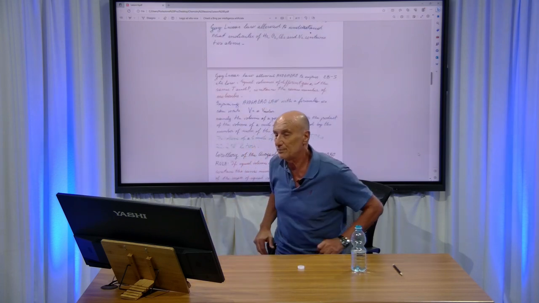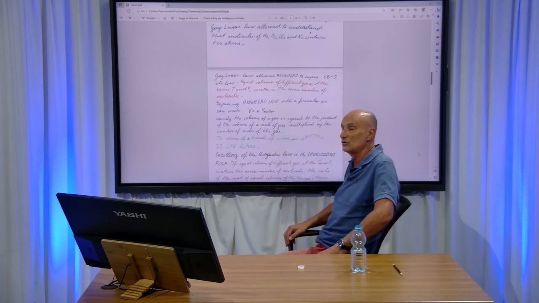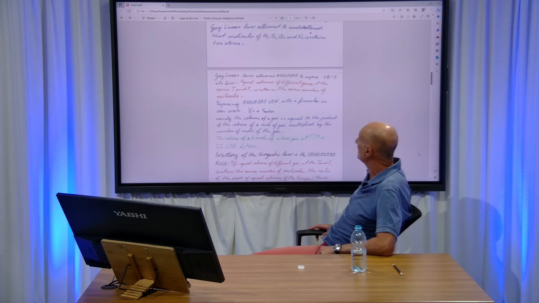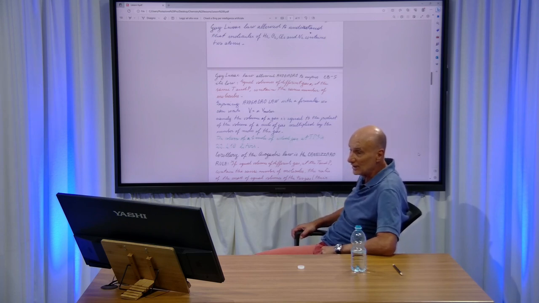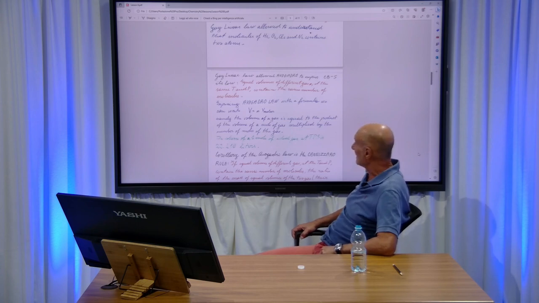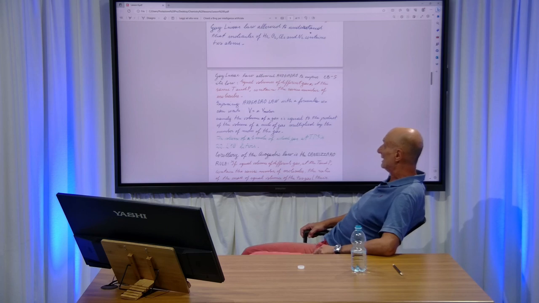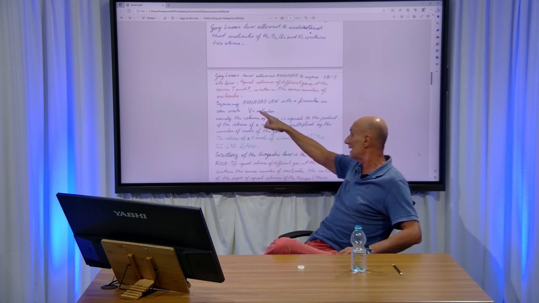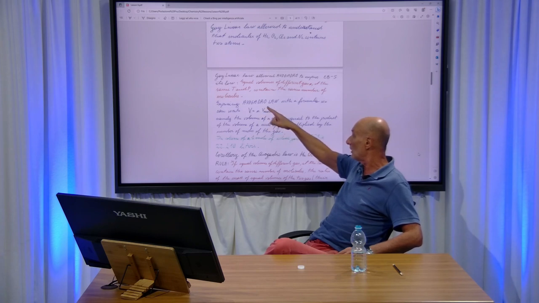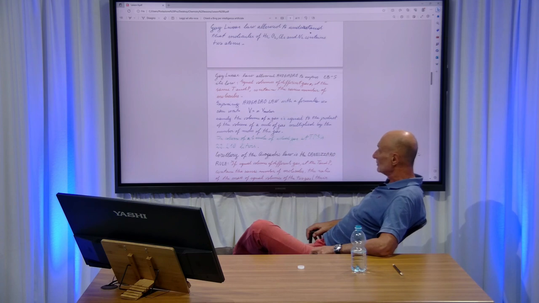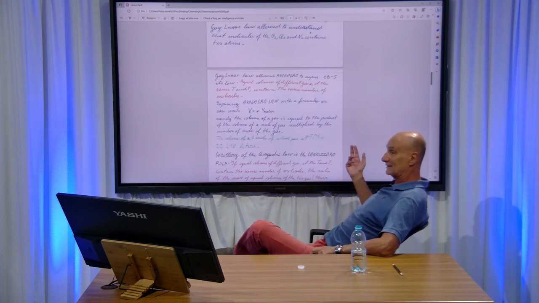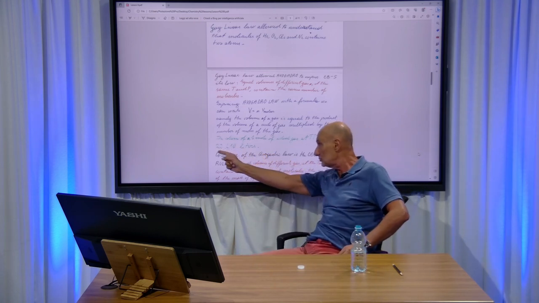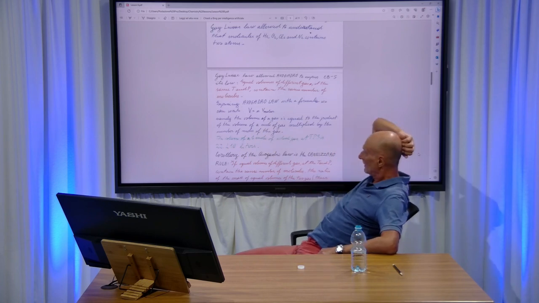But the most important consequence of the Gay-Lussac law was the Avogadro law, because Avogadro said that equal volumes of different gases at the same temperature and pressure contain the same number of molecules. Expressing the Avogadro law with a formula, we can write that the volume of a gas V is equal to the product of the number of moles of the gas and the volume of 1 mole. It must also be said that the volume of a mole of gas at TPS is found to be equal to 22.41 liters.